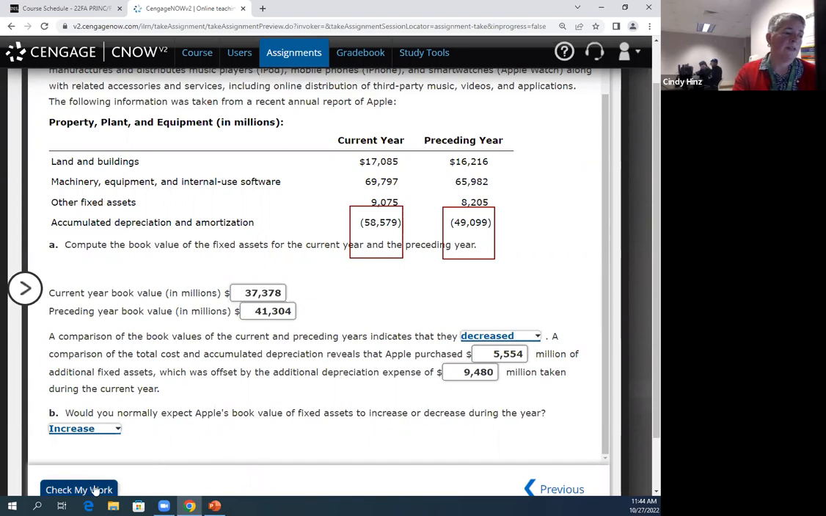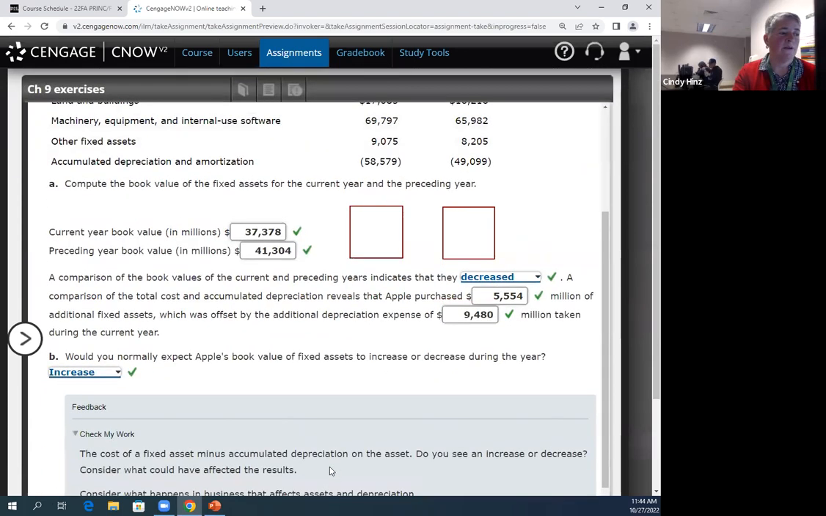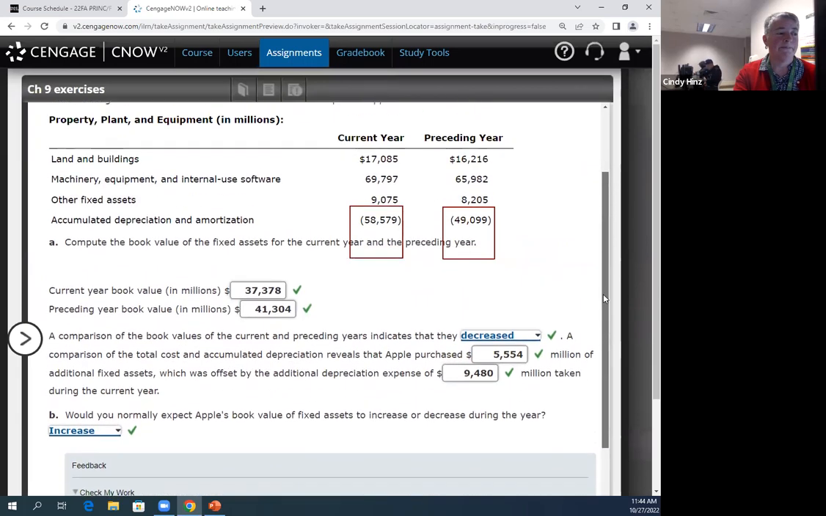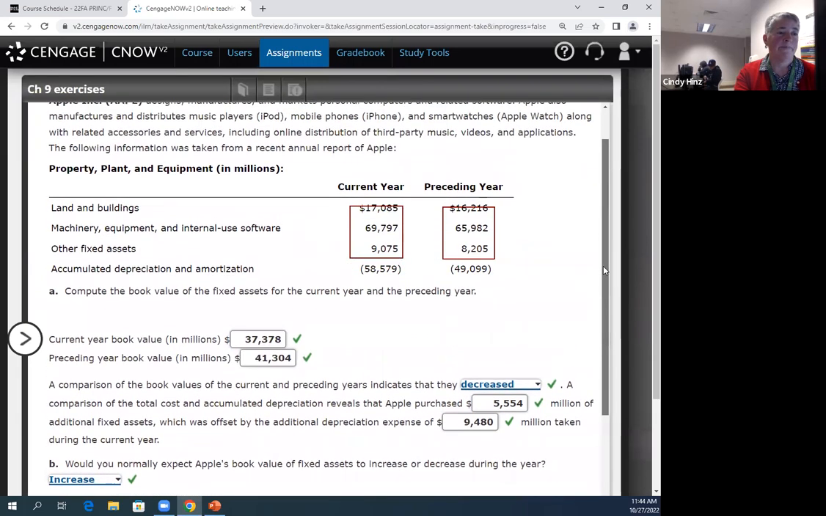It's one of those questions, it bothers me a little bit because I don't think there's a correct answer to what you would expect. You might be wrong, but in a growing company, you would expect it to be increasing. In a well-established company, you would not expect it to be increasing. So luckily you can do the check my work and change it if you had chosen decrease based on what you saw here.